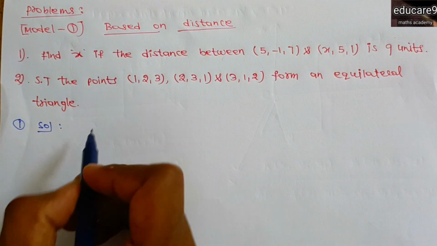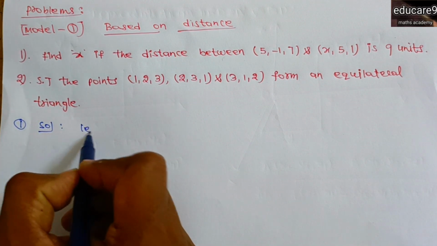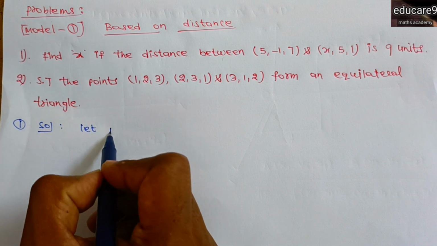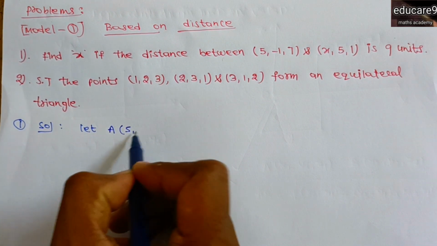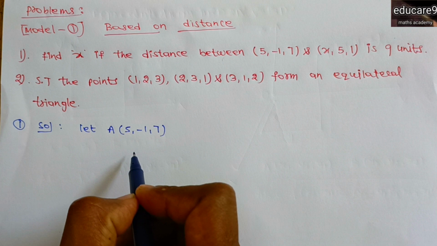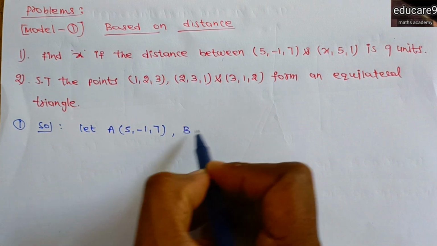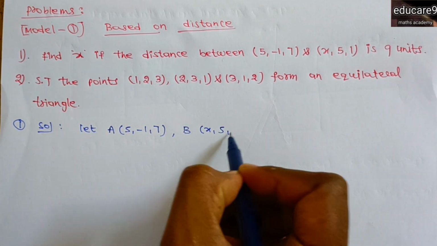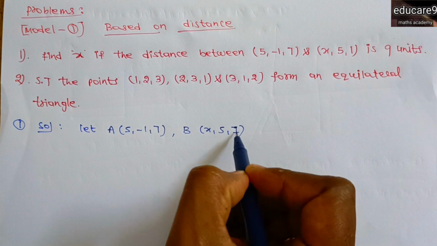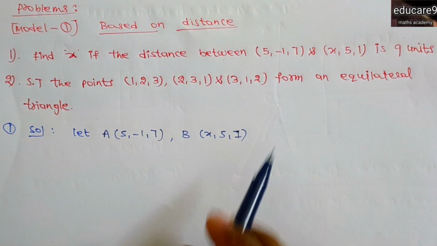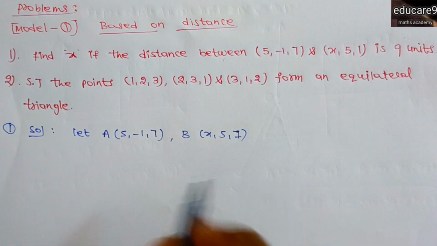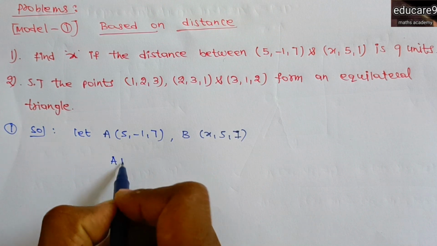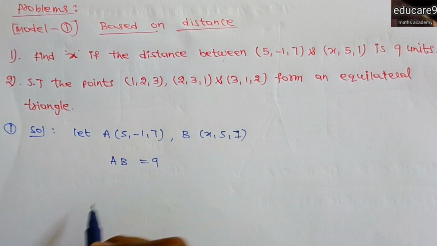So what are the given points? Let the given point A be 5, minus 1, 7 and the point B be x, 5, 1, and also the given distance between 2 points is 9. That means AB equals 9.